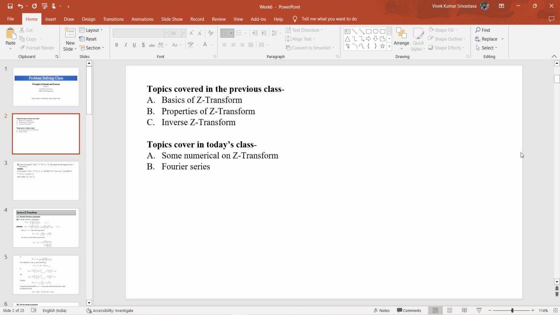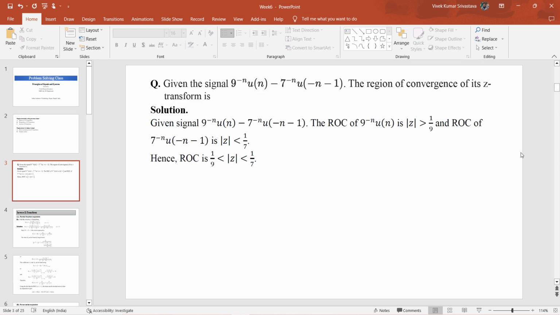In today's class we will see some numericals based on the topic Z transform, and at last we will also go through the Fourier series. So let us start. In continuation to the previous class, we have seen some numericals. In today's class, first we will revise some of the numericals, and then we will go through the next topic, which we have to cover in today's class. So here is the first problem.